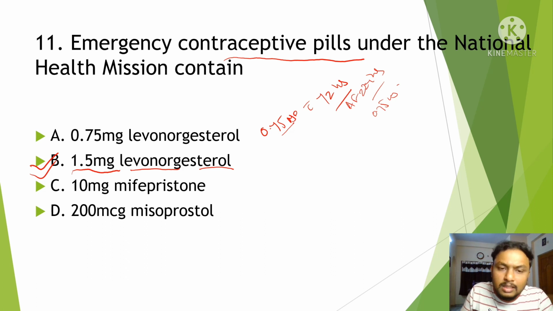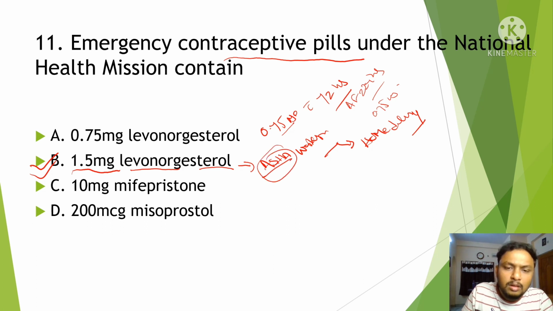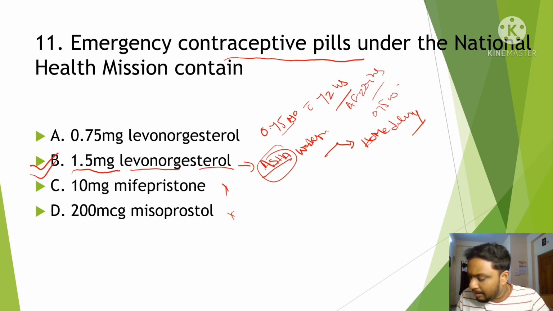This will be given by the ASHA worker under the Government of India scheme. They will even give home delivery. So by the ASHA workers under the government programs, 1.5 mg levonorgestrel tablets will be supplied to the home for emergency contraception. Misoprostol and mifepristone are not the answer for emergency contraception.